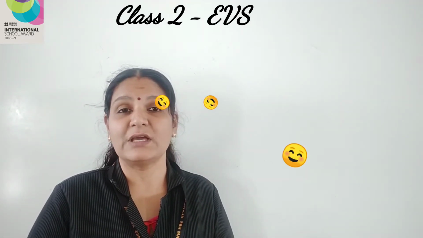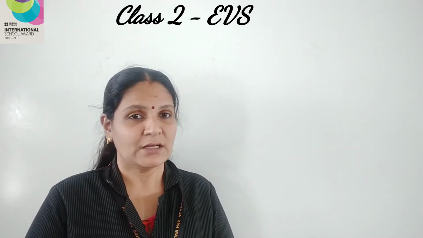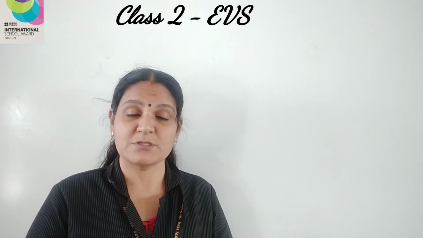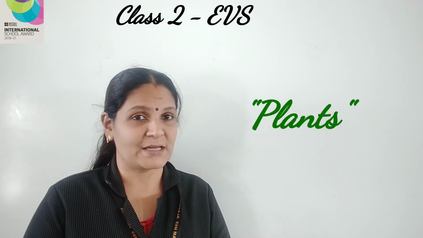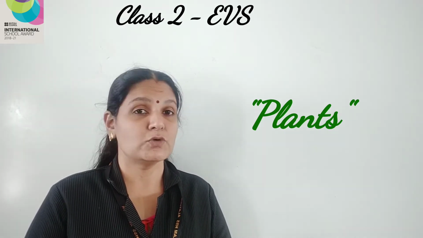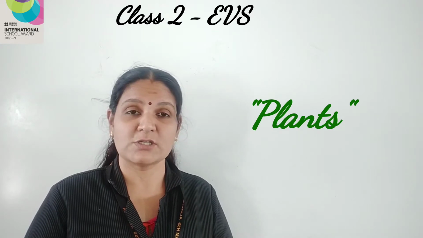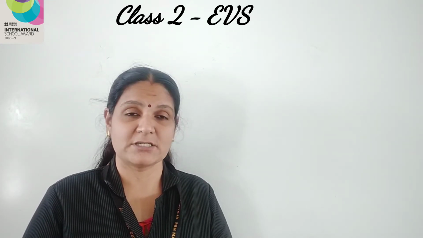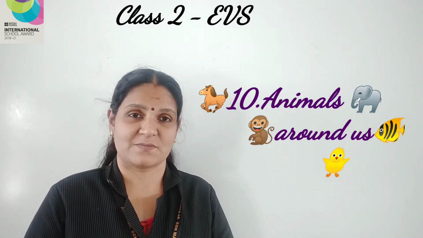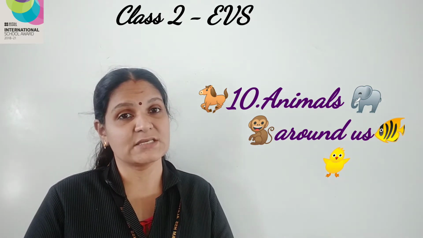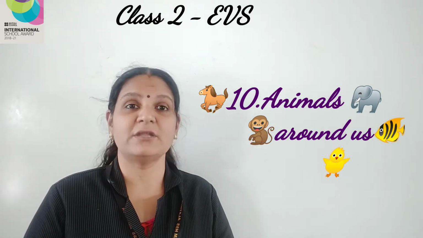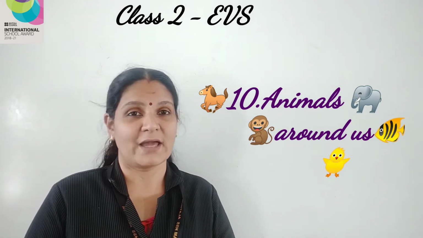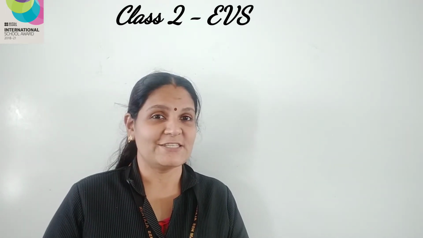In the last video, we completed our 9th chapter, Green All the Way. In that chapter, we discussed the different types of plants, the major parts of plants, and how plants are useful for humans and also animals. Today, we will start with the 10th chapter, Animals Around Us. In this chapter, we will be discussing the different types of animals, their body parts and how the animals differ from one another. Shall we start the chapter?